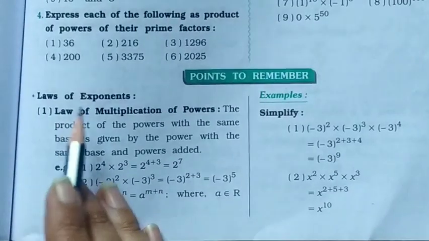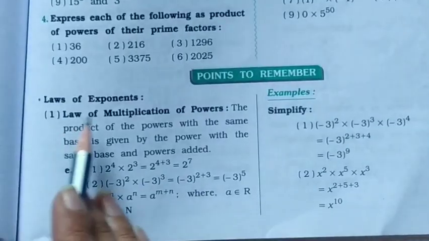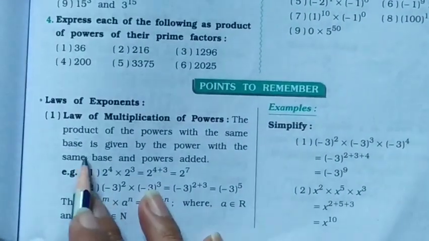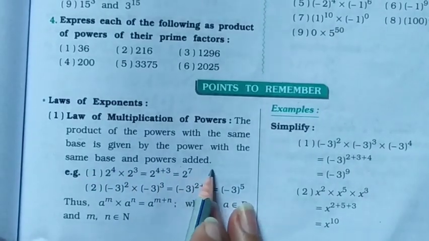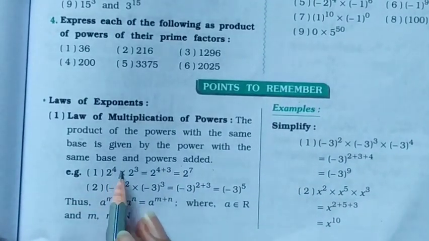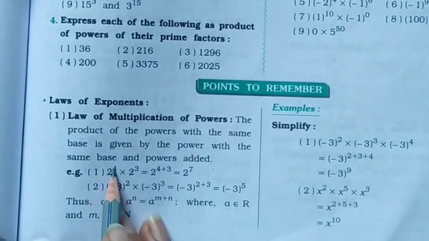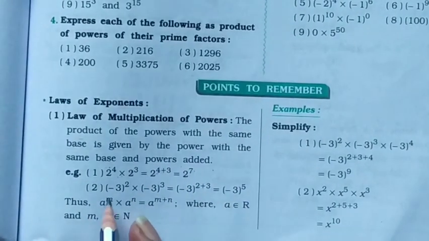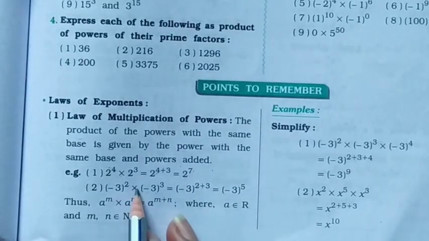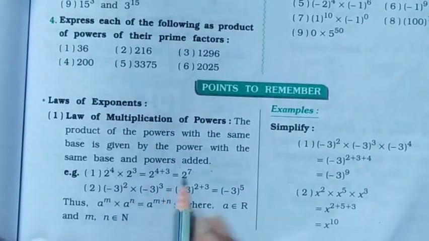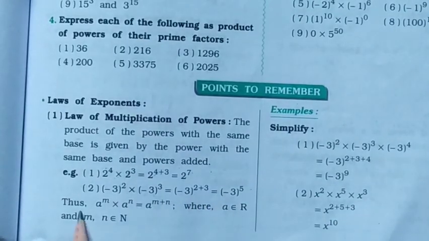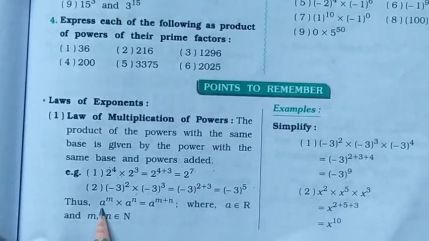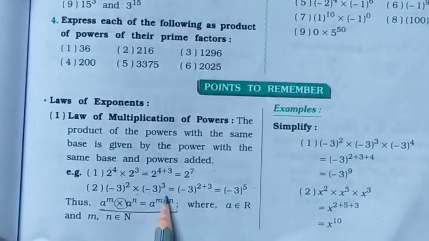Then the next point is the laws of exponents. The law of multiplication of powers: the product of the powers with the same base is given by the power with the same base and the exponents added. Example: 2^4 into 2^3. Multiplication means we add the powers, 4 plus 3, so it is 2^7. Example: (-3)^2 into (-3)^3, so the powers are added, 2 plus 3, that means (-3)^5. The formula is a^m into a^n equals a^(m+n). Remember, multiplication means adding the powers.